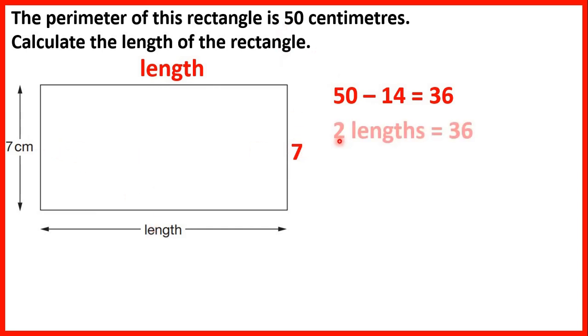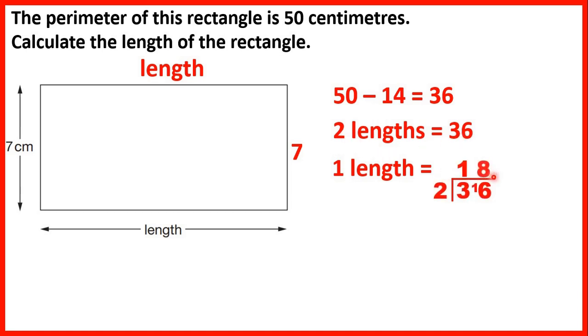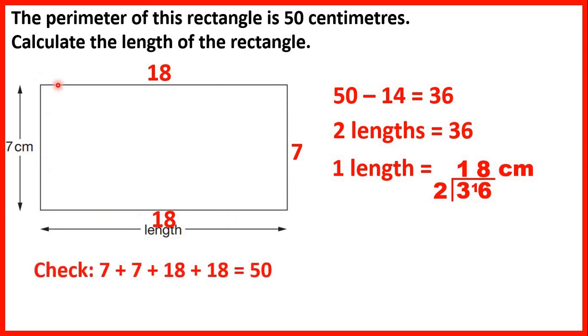50. So two lengths total 36 centimetres, which means to find one length we need to divide 36 by 2, and that gives us 18 centimetres as the length of the rectangle, and we can check that 18 plus 7 plus 18 plus 7 equals 50, because to find the perimeter we're adding up all the distances around the outside.